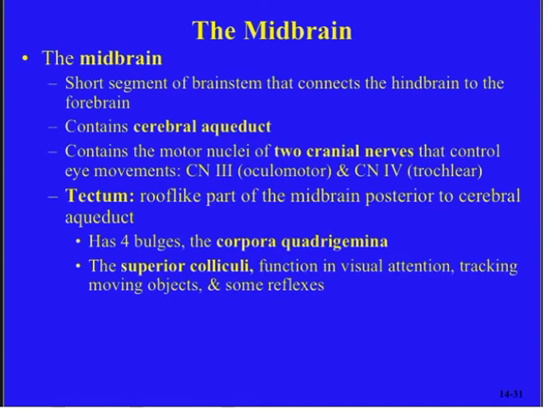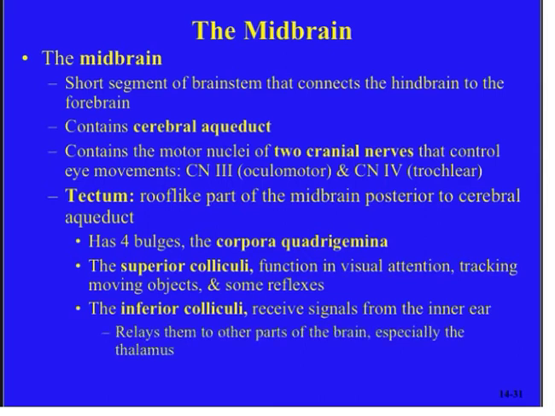If you remember that picture that we looked at about 2 slides ago, those 4 little bulges that were just underneath the thalamus. Those are the corpora quadrigemina, called quadrigemina because there are 4 of them. The superior colliculi, the top 2, function in visual attention and tracking moving objects as well as in coordinating certain reflexes. And the inferior colliculi receive signals from the inner ear. So again, auditory input. This relays them to other parts of the brain, especially the thalamus.